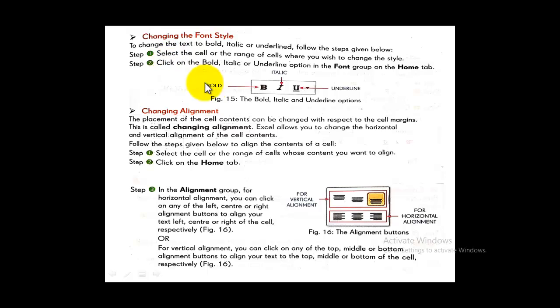Select the cell or the range of cells whose content you want to align. On alignment, select either a cell or a range of cells. Click on the home tab. Then in the alignment group from the home tab, for horizontal alignment you can click on any of the left, center or right alignment button to align your text left, center or right of the cell respectively. Shown in figure number 16.